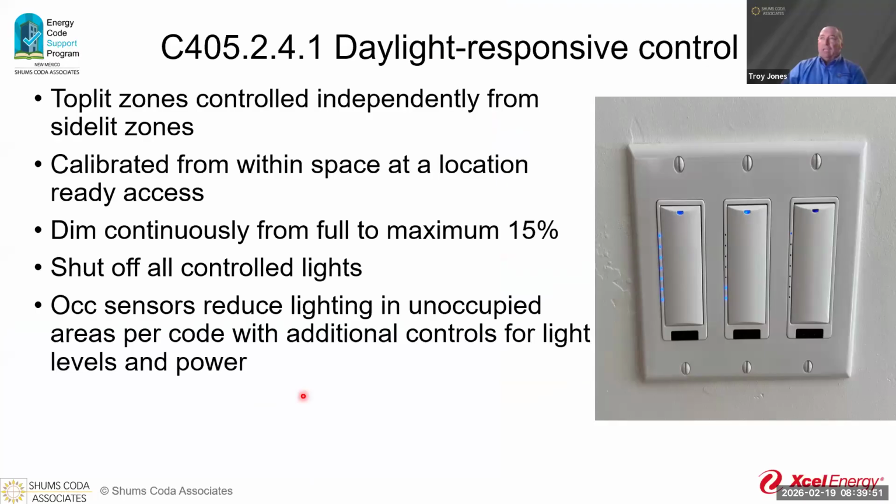With these, it gets a little redundant, but it's the same thing. We need to make sure that they're calibrated from the space at a ready access location. Now, this one can be a little bit interesting with the atriums because the calibration could be on the top floor, or you could put it on the bottom floor where it's inside that daylight zone. So you need to make sure that it's somewhere that can be reached, and again, not have to crawl across stuff or build anything to get to it. We need to know our order of operations. It has to control all of the lights, and it has to get down to at least 15% of the energy usage or light production.